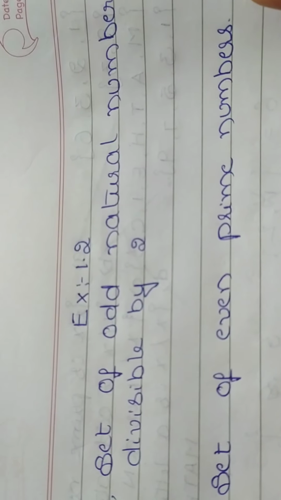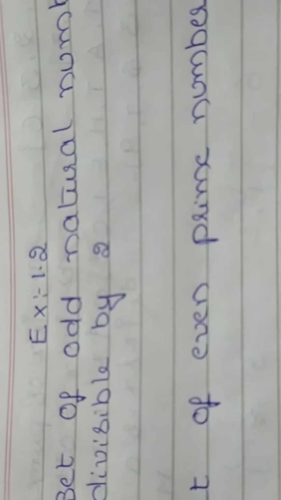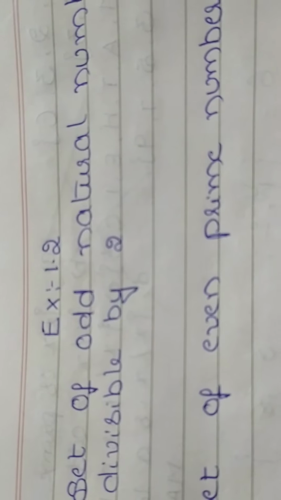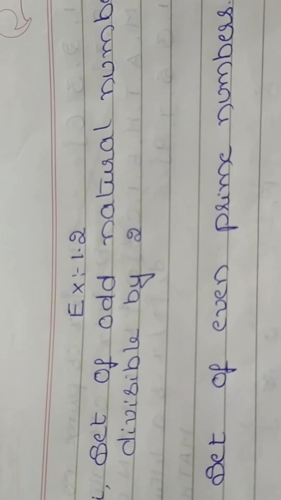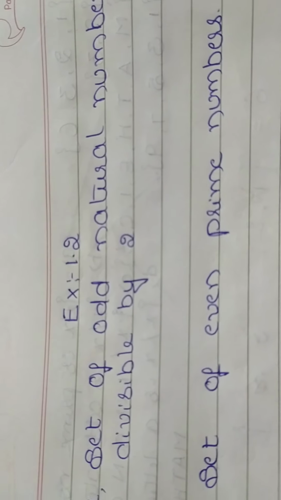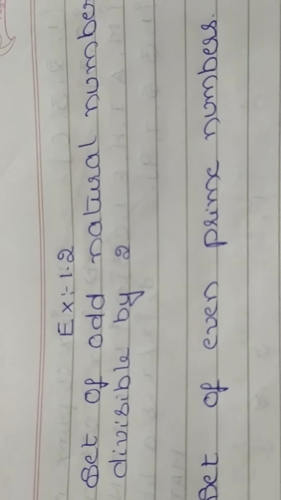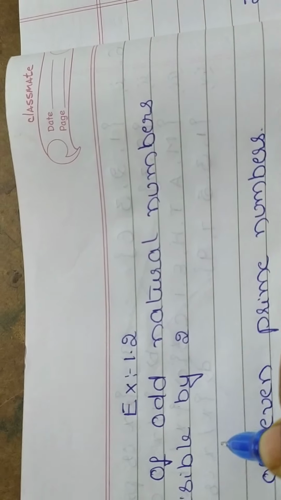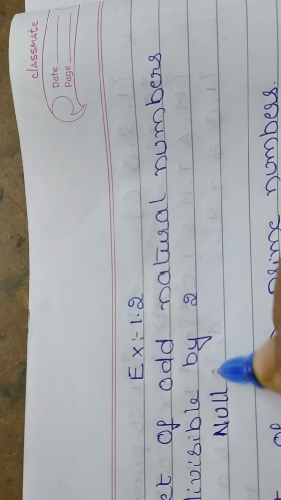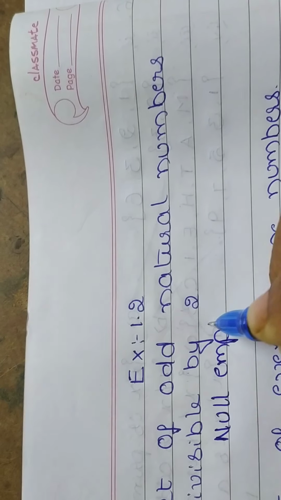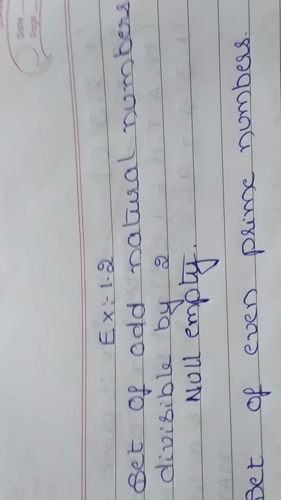Which are divisible by 2. So will it be possible? The numbers which are divisible by 2, they are even numbers. So they want the set of such odd numbers which are divisible by 2. So it is not possible. Therefore the given set is a null set or an empty set or a void set.